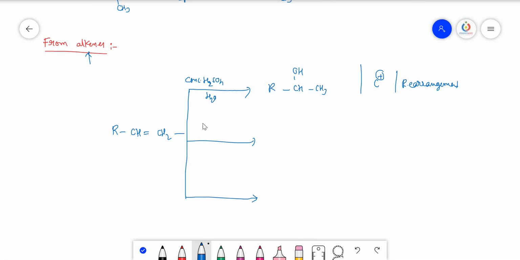And in this particular case, you take mercuric acetate, Hg(OAc)2, then NaBH4, H2O, OH minus. With these combinations, here also you will get the same Markovnikov-type product, and no carbocation, no C plus, no rearrangement.